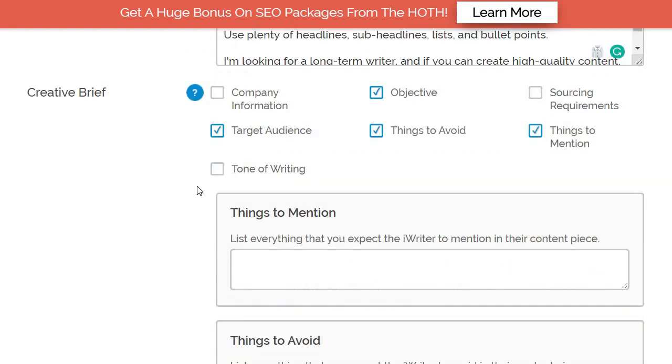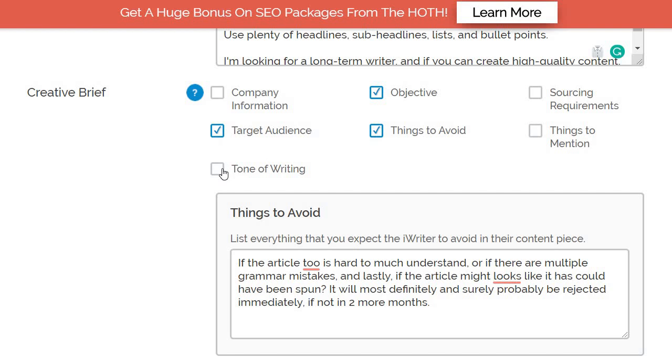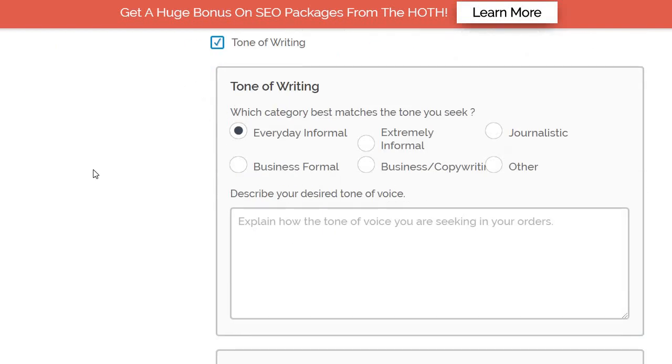Okay. Things to mention. Let's look at this. This is going to be up to you. If there's anything else that you would like to mention in the process, of course, put it in there. But these are more of the important ones. Tone of writing: everyday informal, extremely informal, journalistic, business formal.